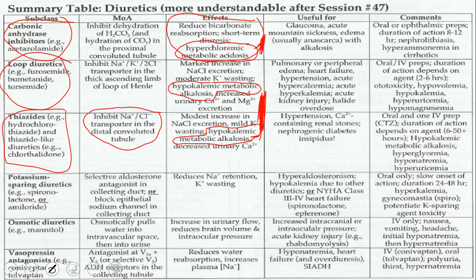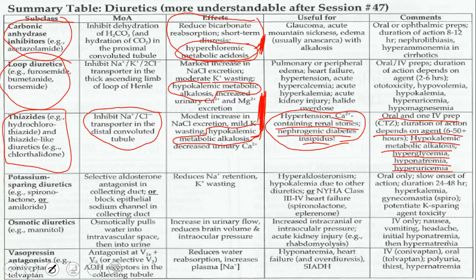Okay, so more about thiazides. Hypertension, you're going to use them in the case of hypertension. You're going to use them, looks like, for potassium-containing renal stones and nephrogenic diabetes insipidus. Comments about these is that there are both oral and IV preparations. Duration of action depends on the agent, 6 to 50. Hypokalemic metabolic alkalosis, as we already mentioned earlier, hyperglycemia, hyponatremia, hyperuricemia.